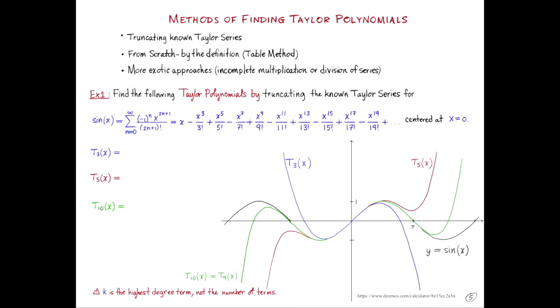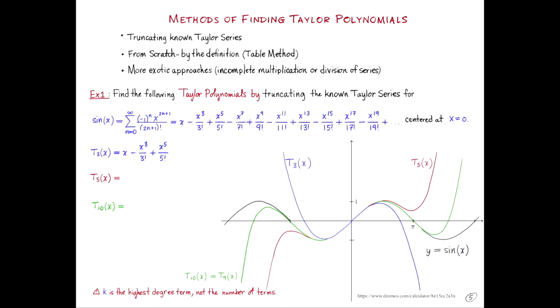For our first one, let's go back to sin x. We want to find the following Taylor polynomials by truncating the known Taylor series for sin x, which we have written out in its expanded form for us already. Copying down the series for sin x, we know we don't need all of those terms. So let's work our way backwards and erase the ones we don't need. We're getting close. We have 3 terms. Maybe we should stop there.